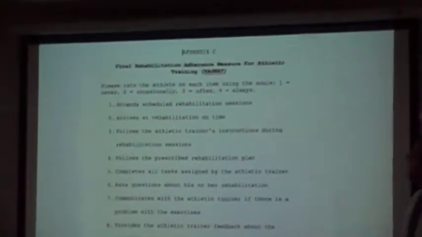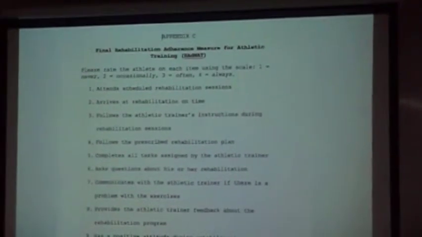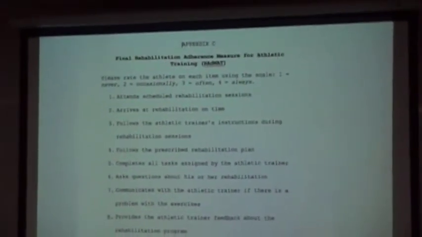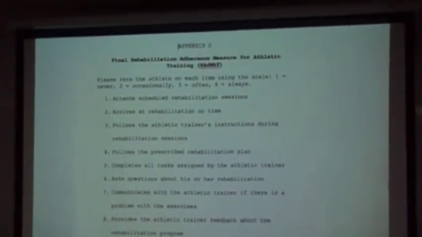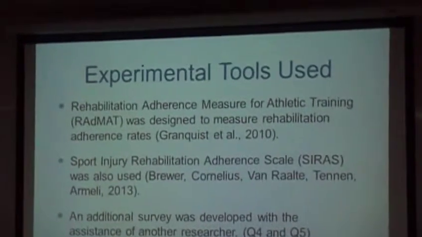So the experimental tools used: we used 2 surveys that were validated, and we used an additional survey for our own use. The first survey we used was the Rehabilitation Adherence Measure for Athletic Training, also known as the RADMAT. The RADMAT is a 16-question survey scale with a 1 to 4 Likert scale. If you go to the next slide real quick, we can see the 1 to 4 Likert scale simply means, on a scale of 1 to 4, rate this patient on this idea. So the first question is attendance at scheduled rehabilitation sessions, and the clinician would then write down a 1 through a 4. The range of values for this survey tool is 16 through 64.